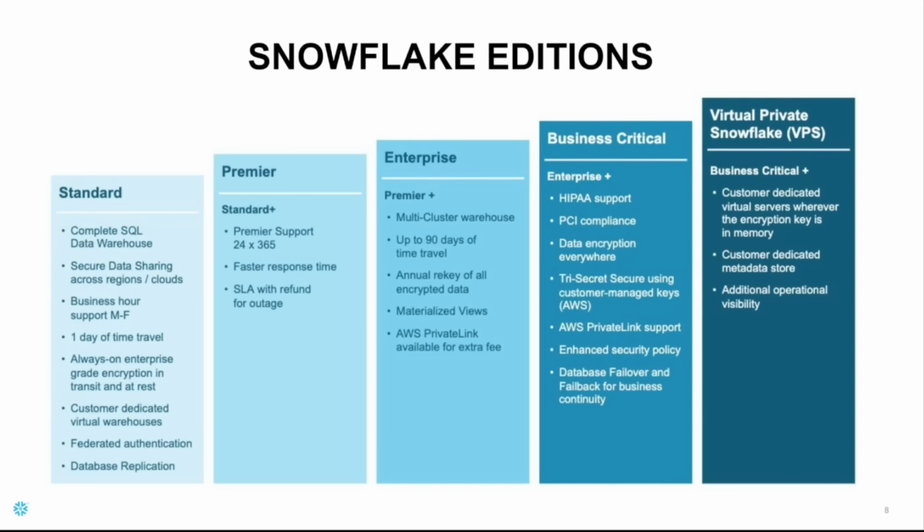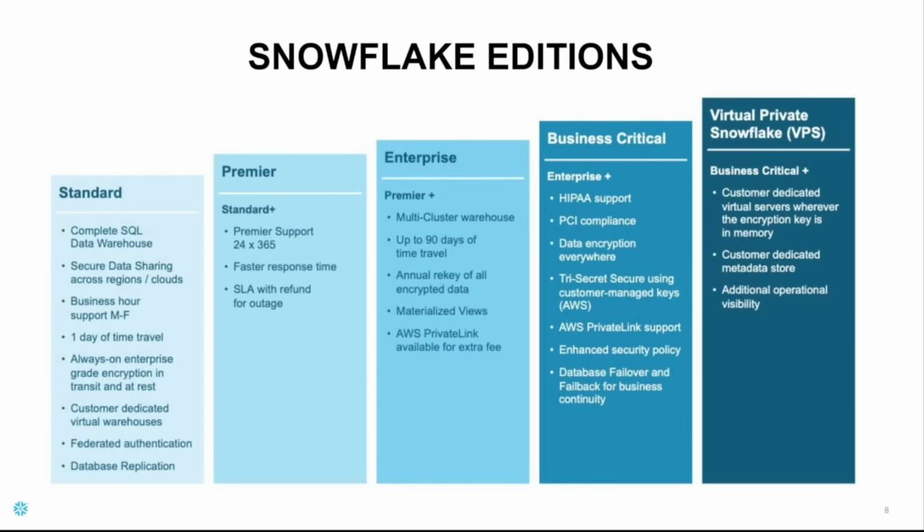The time travel in the enterprise version will be a maximum of 90 days. So you can go up to 90 days as part of time travel. You will have the materialized view feature supported in the enterprise version. Also, it provides AWS PrivateLink for extra fees. So these are some of the features of the enterprise version.